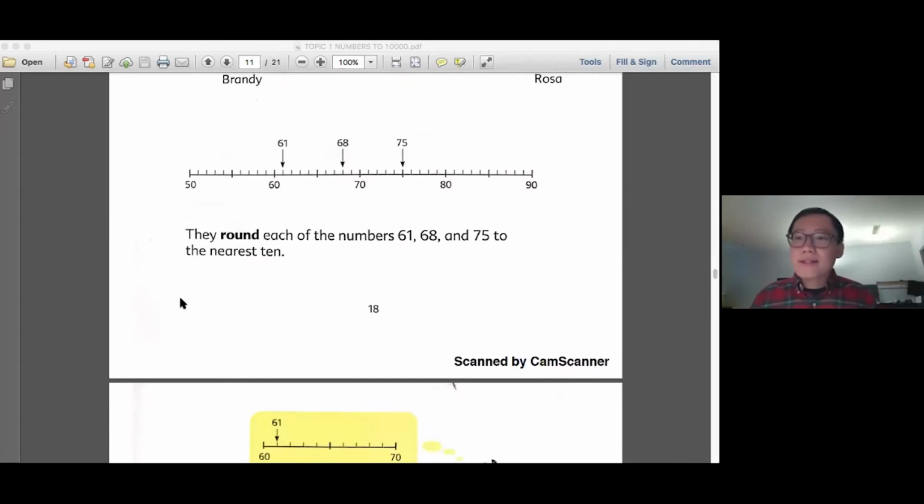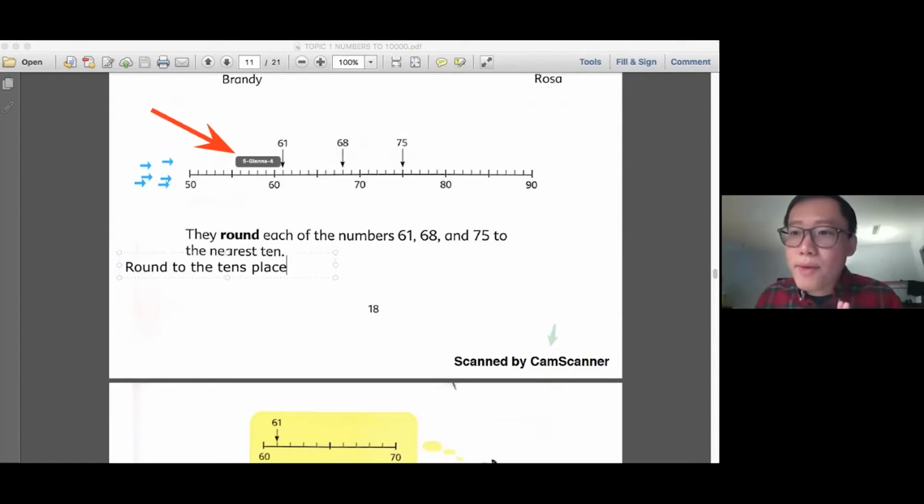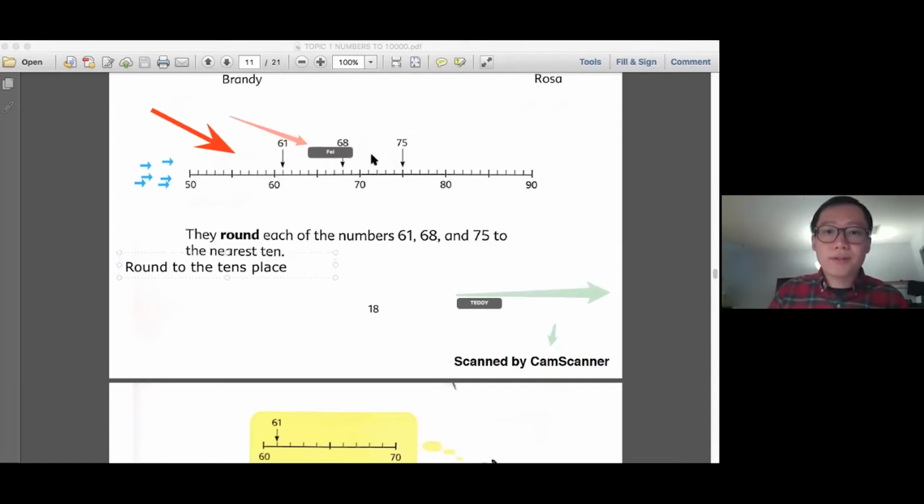So next, let's talk about how do we round numbers, right? I know probably some of you know already how to round up to the hundreds place, but because we have 10 students, we want to start with the tens place first, right? So let's start rounding to the tens place.